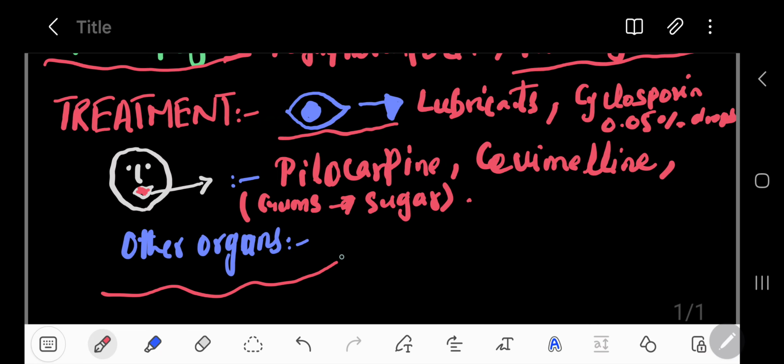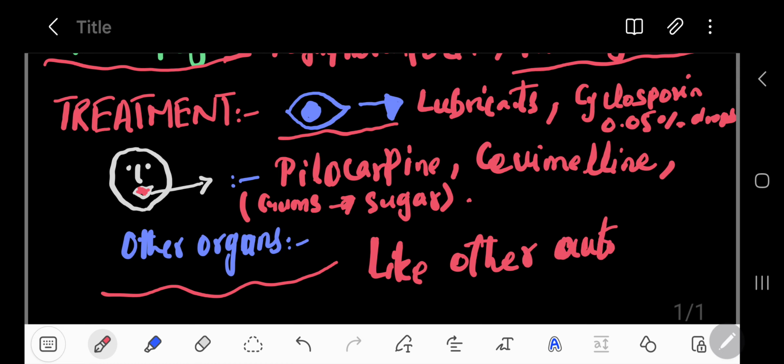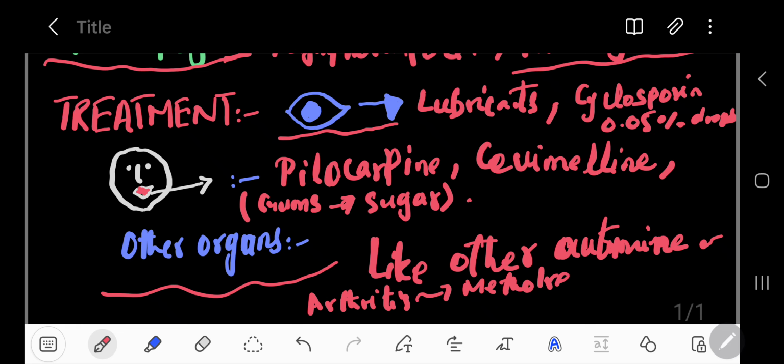And if other organs are involved, then like other autoimmune diseases, we will manage. For example, if there is arthritis, we use methotrexate once weekly. If there is interstitial lung disease, then we use mycophenolate mofetil or MMF.